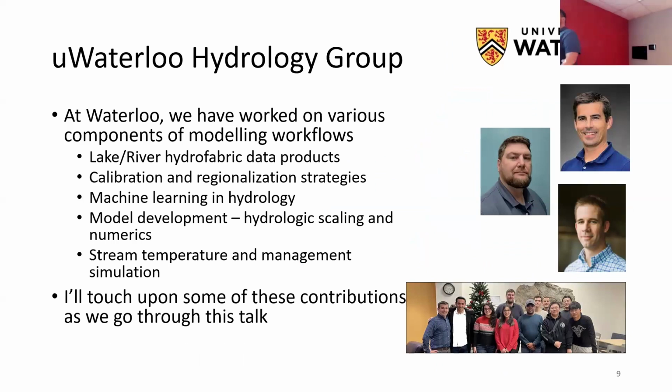So that brings me back to what I do and what the Waterloo Hydrology Research Group does. We work on various components of these hydrologic modeling workflows, including some of the downstream effects, things like developing hydrofabric data products that are the basis upon which we build these models, so delineations of watersheds at the national scale. We work on calibration and regionalization strategies, machine learning and hydrology, hydrologic scaling, numerics, stream temperature, and water management. This is myself, Professor Brian Tolson, and Professor John Quilty, and a team of postdocs and grad students all working on this general area of problems. And I'm going to touch upon some of our research contributions as I move forward in the talk.